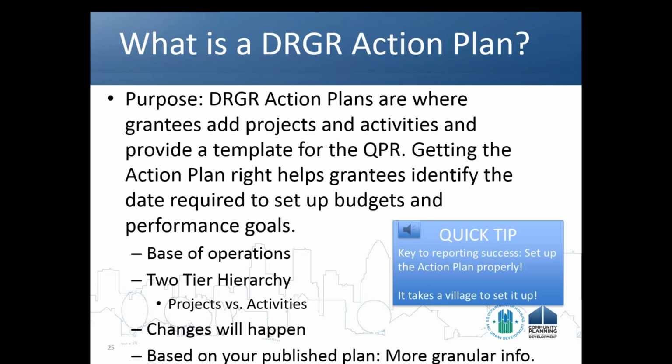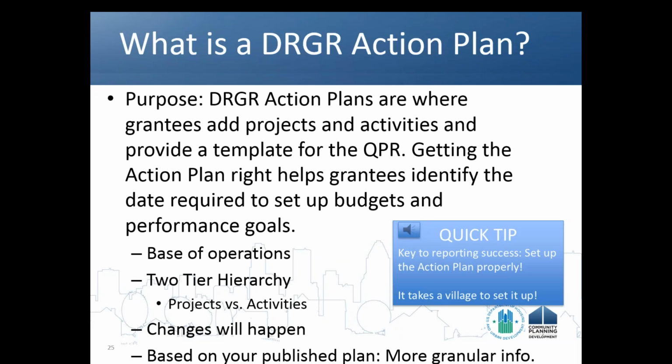So it's your published plan in pure detail. There's a two-tier hierarchy system. Again, I mentioned there's going to be projects, and then underneath your projects there's going to be activities, and I'll define this for you. Changes are going to happen in the action plan, and that's okay.